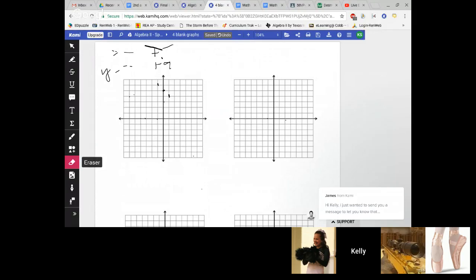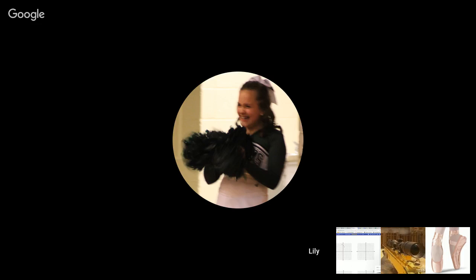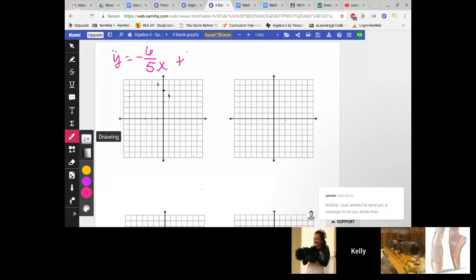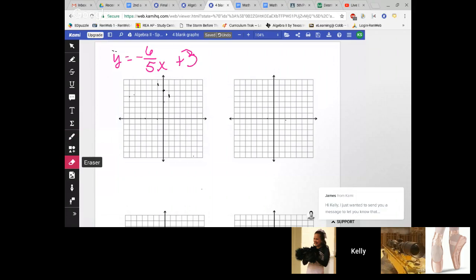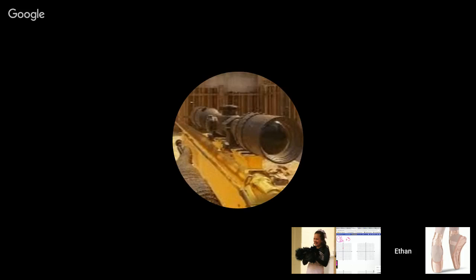What is the equation that you're asked to graph, Lily? On number 37. Okay, what's the equation? Y equals negative 6/5 x plus 3. Did I write it right? Yes, ma'am. Okay. So the first thing that I'm going to do is graph my y-intercept. So I would go 1, 2, 3. Can you see my dot at all? Yes, ma'am. Okay. So then from there, I'm going to use my slope to get my next point.